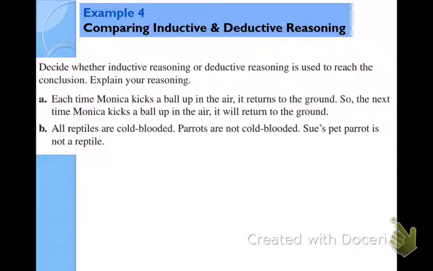Decide whether inductive reasoning or deductive reasoning is used to reach the conclusion. Explain your reasoning. Now think about this. Letter A. It says each time Monica kicks a ball in the air, it returns to the ground. So the next time Monica kicks a ball up in the air, it will return to the ground. Does it mention the word gravity in this? No. No, but what is she discovering? Gravity.